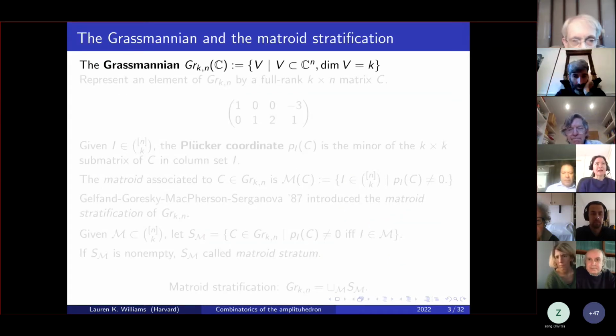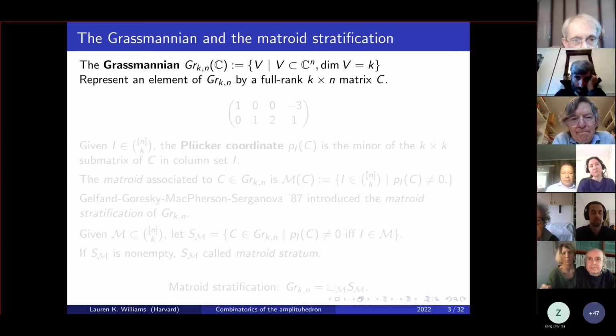Okay, so first some background on the Grassmannian and the matroid stratification. So the Grassmannian, Gr(k,n), is the set of all k-dimensional subspaces of an n-dimensional vector space. And I'll represent elements of the Grassmannian by full rank k by n matrices C. And I will generally identify k by n matrices with their row span. So sometimes I'll use C to mean a matrix, and sometimes I'll use it to mean the k-dimensional subspace spanned by the rows.